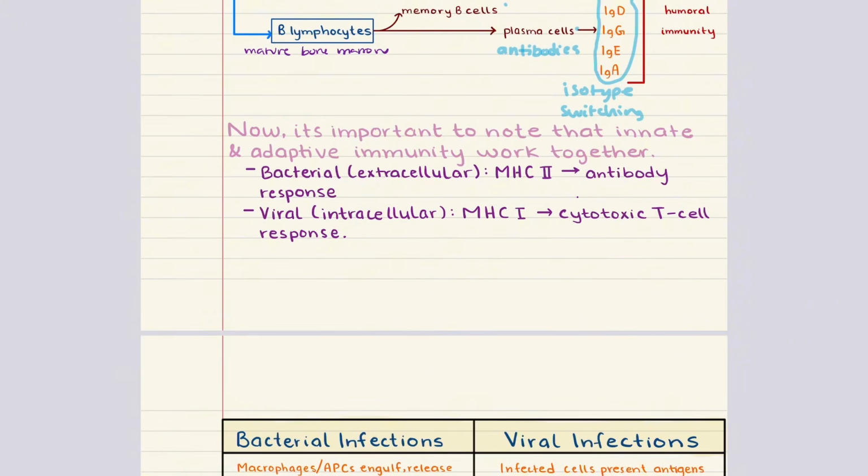Now that we've discussed the two branches of the adaptive immune system, let's look at how they are actually activated in response to different types of pathogens. The key is that the innate and adaptive immune systems don't work in isolation. They constantly interact. So the type of pathogen and its location in the body is going to determine how the adaptive immune system is engaged.